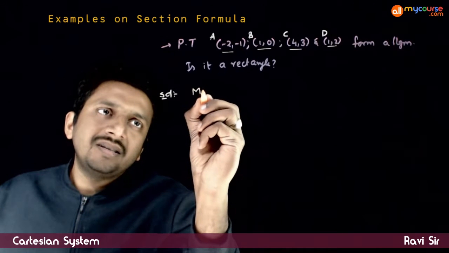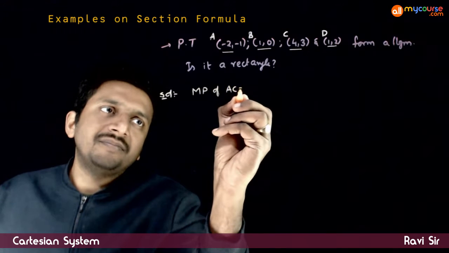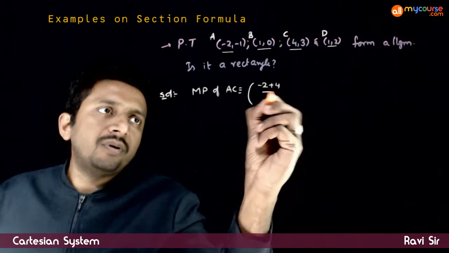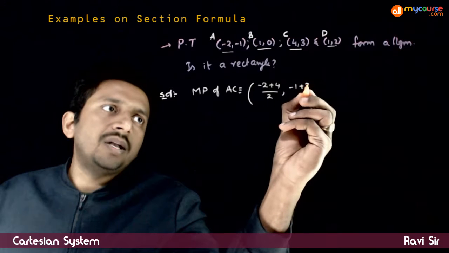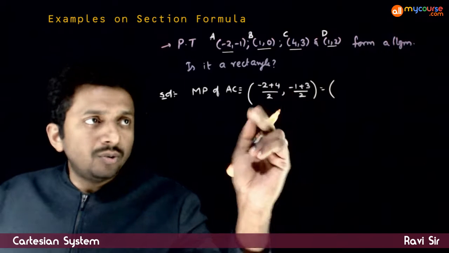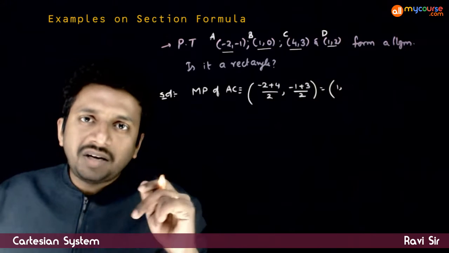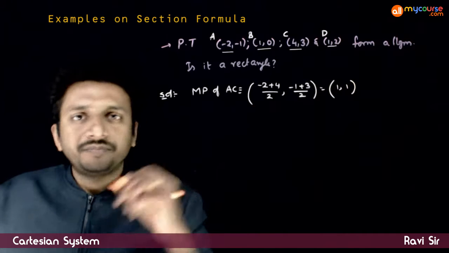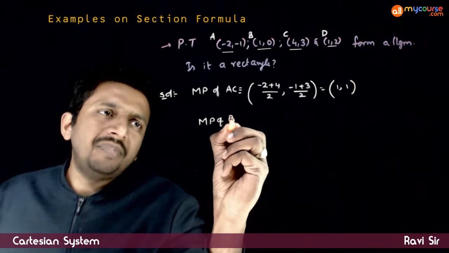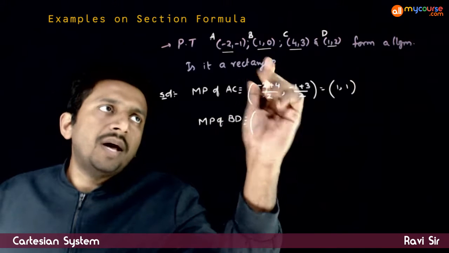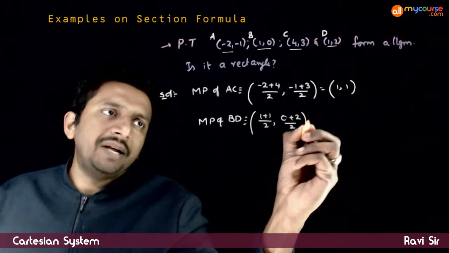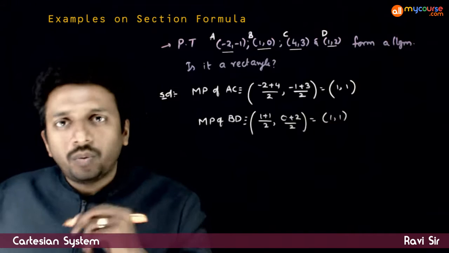So what is the midpoint of AC? The midpoint of AC is (-2 plus 4) by 2, (-1 plus 3) by 2. That is equal to -2 plus 4 is 2, by 2 is 1. -1 plus 3 is 2, by 2 is 1. 1 comma 1. What is the midpoint of BD? So (1 plus 1) by 2, (0 plus 2) by 2. That is equal to 1 comma 1.